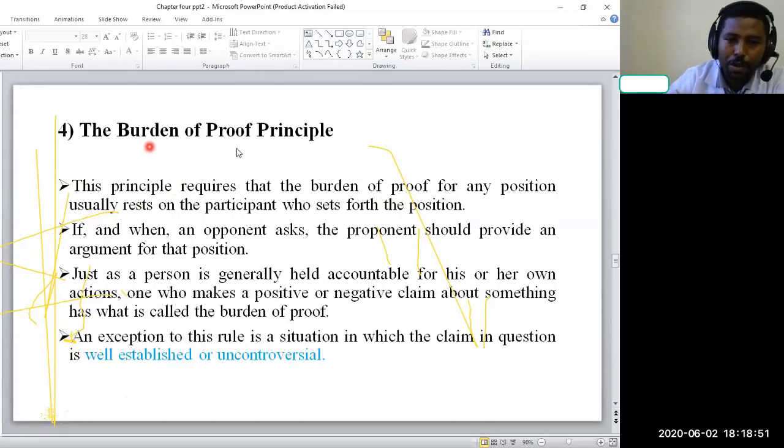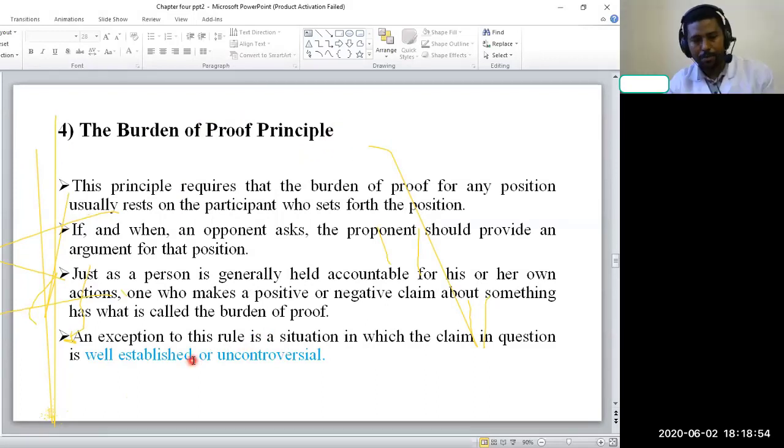The fourth principle is the burden of proof principle. In some arguments, the arguer or the claimant may have the burden of proving the argument by referring to evidence. In some arguments, the claimant may not have the burden to prove that argument. For example, when there are very general, acceptable issues, you do not have the burden of proof to prove their acceptability.